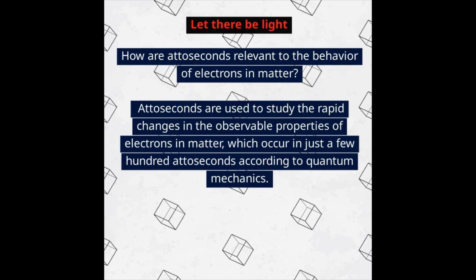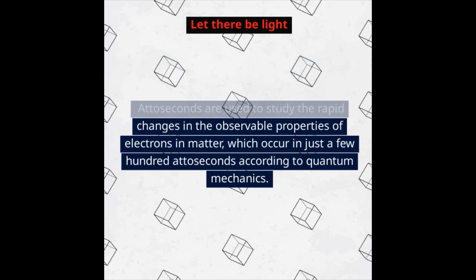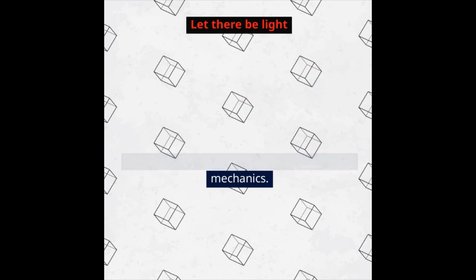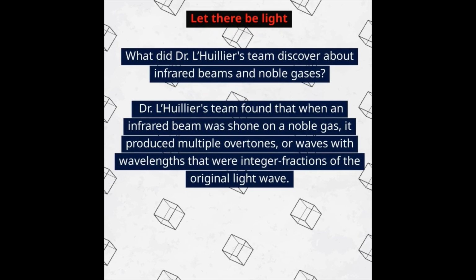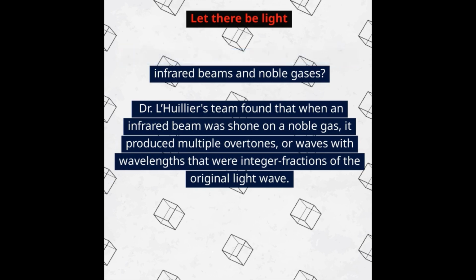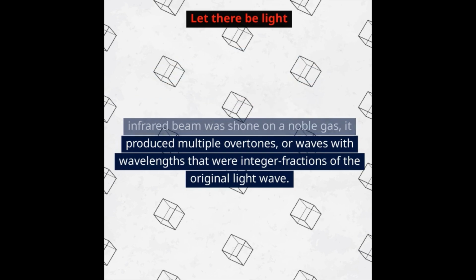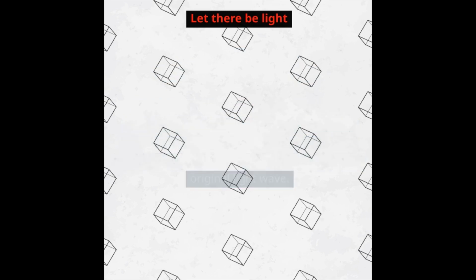Attoseconds are used to study the rapid changes in the observable properties of electrons in matter, which occur in just a few hundred attoseconds according to quantum mechanics. What did Dr. L'Huillier's team discover about infrared beams and noble gases? Dr. L'Huillier's team found that when an infrared beam was shone on a noble gas, it produced multiple overtones, or waves with wavelengths that were integer fractions of the original light wave.